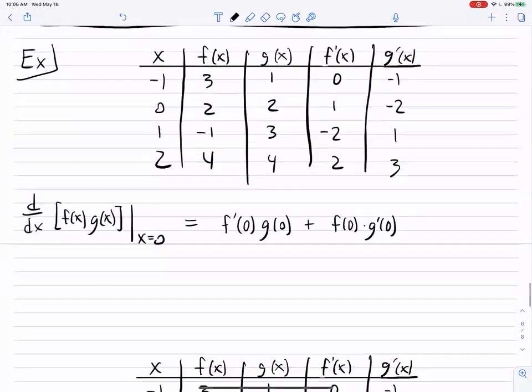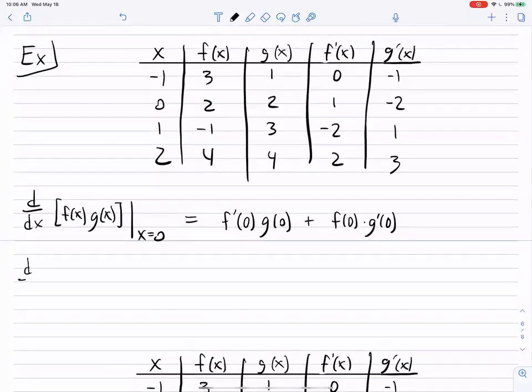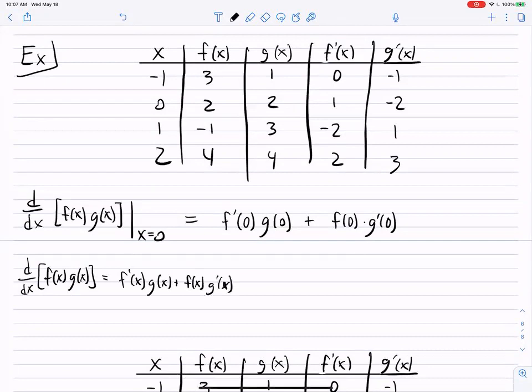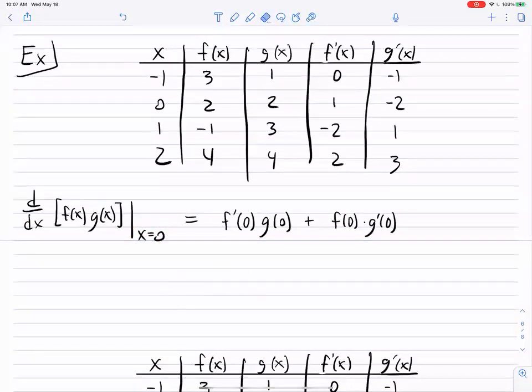G prime of 0, right? Because the derivative of f of x times g of x is equal to f prime of x times g of x plus f of x times g prime of x, right? And so that means if we evaluate it at 0, plugging in 0 means just plug in 0 for all those parts right there. And so that's where that comes from, but I'm just going to erase that because that looks kind of ugly.